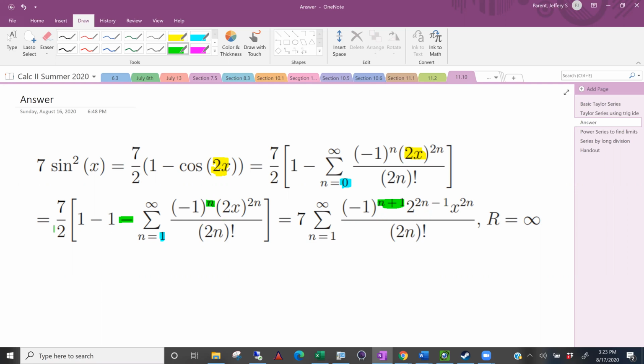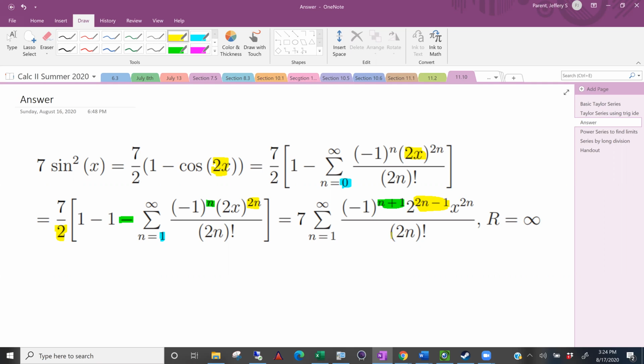Last but not least, this part right here, I've got a 2 here. I can get rid of that by canceling out one of the 2's here with one of the 2's here. Now, when you're dividing things, you subtract their exponents. So 2n minus 1 from this one here, and that's how come I end up with the 2n minus 1 here for my exponent. So a little bit of fancy footwork here with canceling and shuffling things around, but you get a nice series for this.